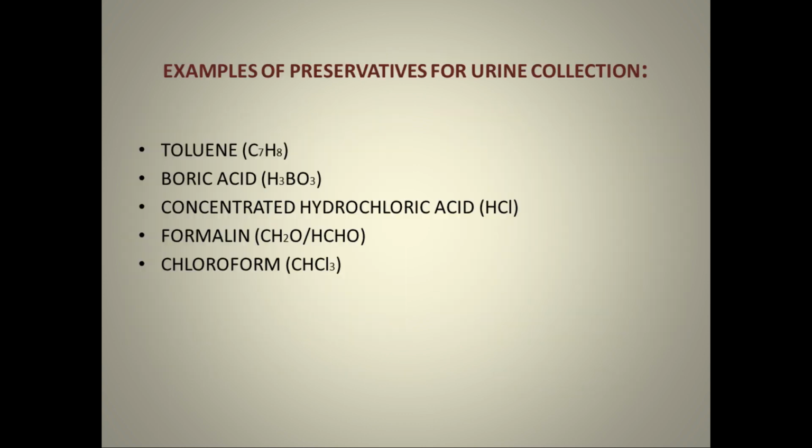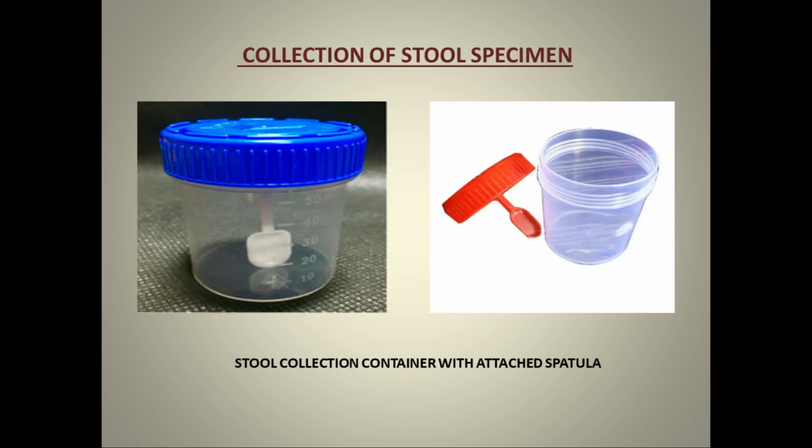It is necessary to add preservatives to the urine to prevent decomposition and multiplication of bacteria. A variety of preservatives are available, such as toluene, boric acid, concentrated hydrochloric acid, formalin, chloroform, etc.